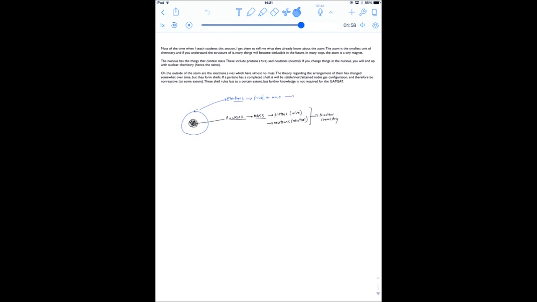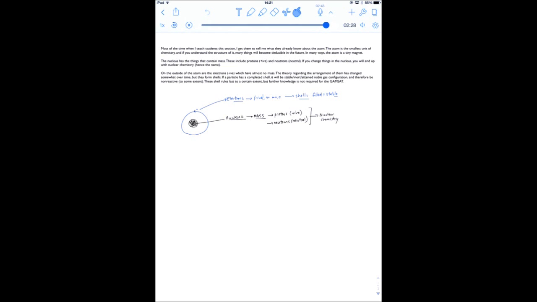And so in the forming of shells, this means that if they have a completed shell, they're going to be stable. Okay, so filled equals stable. And that means that they're going to be inert. So they achieve noble gas configuration. And the reason why that's important is that once the substance has achieved noble gas configuration, it's going to be relatively non-reactive. Okay.